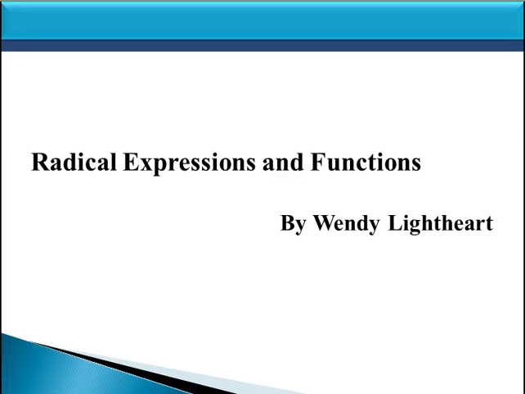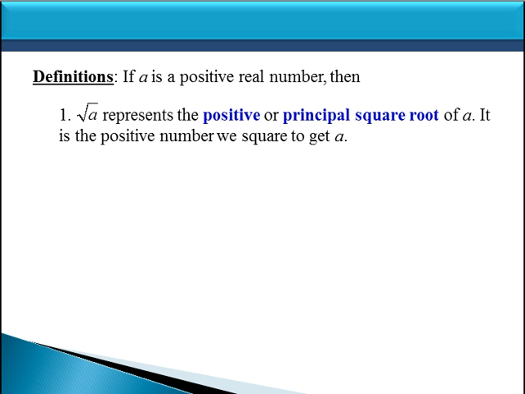In this video, we're going to be learning about radical expressions and functions. So first, some definitions. If a is a positive real number, then this notation represents the positive or principal square root of a. It is the positive number we square to get a.